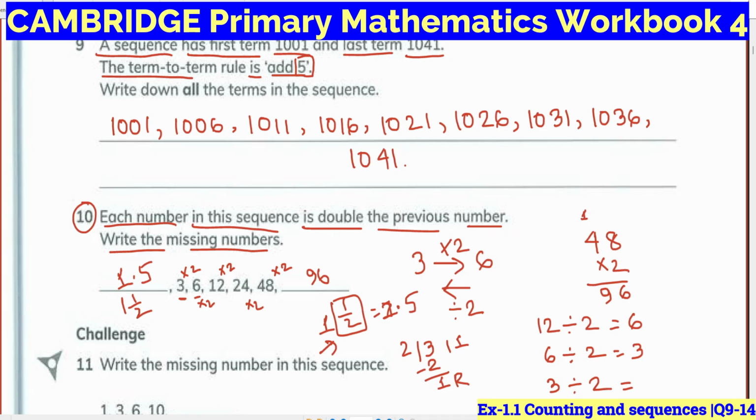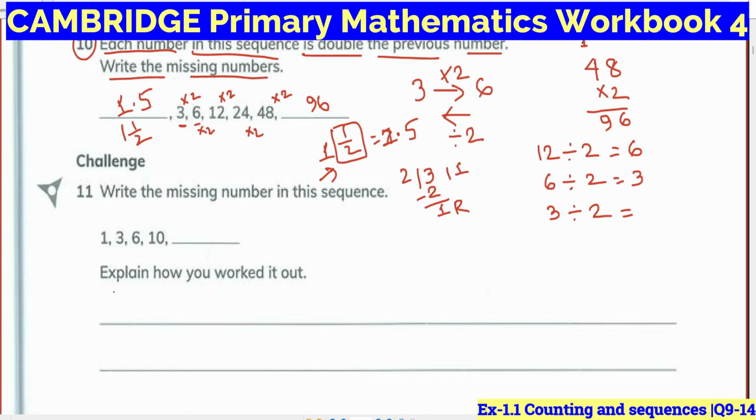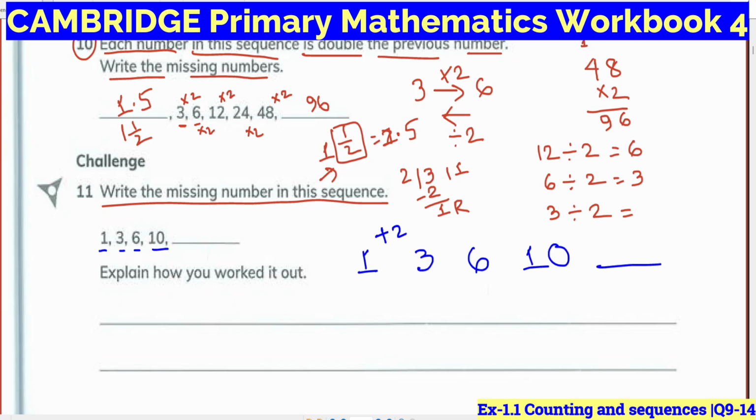Okay. So very simple. Number 10 is done. Number 11. Write the missing number in the sequence. What is the missing number? 1, 3, 6, 10. Explain how you work it out. So here is something fishy. We can write this in big size: 1, then 3, then 6, then 10, and next blank. So from 1 to 3, we are adding 2.